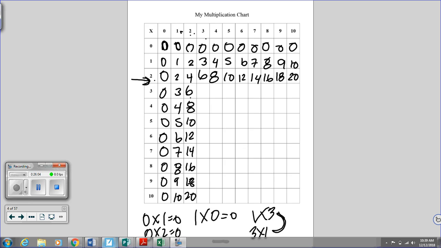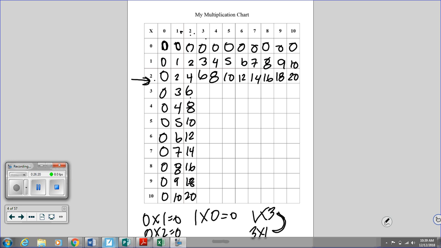So we're going to fill in our multiplication chart, but just to repeat what Aiden just said, he said, hey, if I'm looking either down or across in a specific column or row, I notice that it's skip counting by that number.